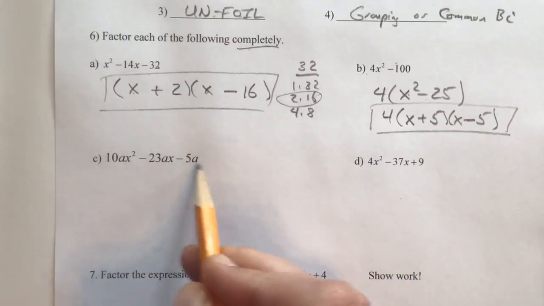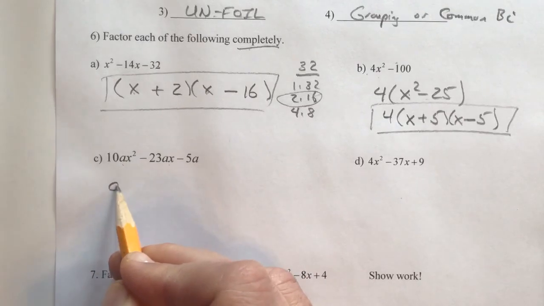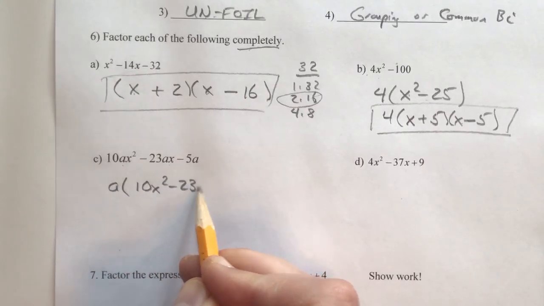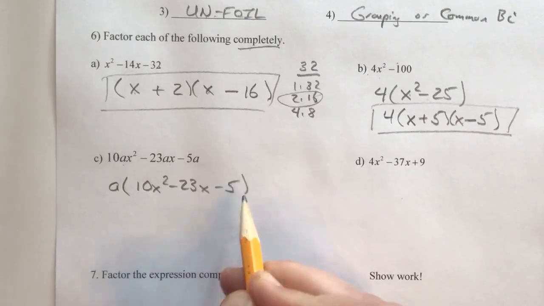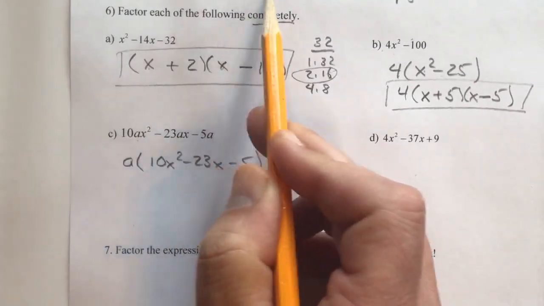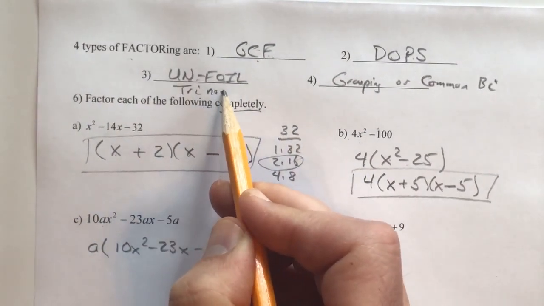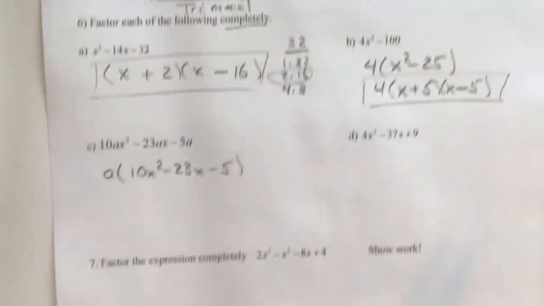Here's another example, completely factored. They all have a. Take that a out of there. So I get 10x squared minus 23x minus 5. That's a trinomial. Trinomials, that's another name for this one up here, trinomial. Trinomials, we try to unfoil those.